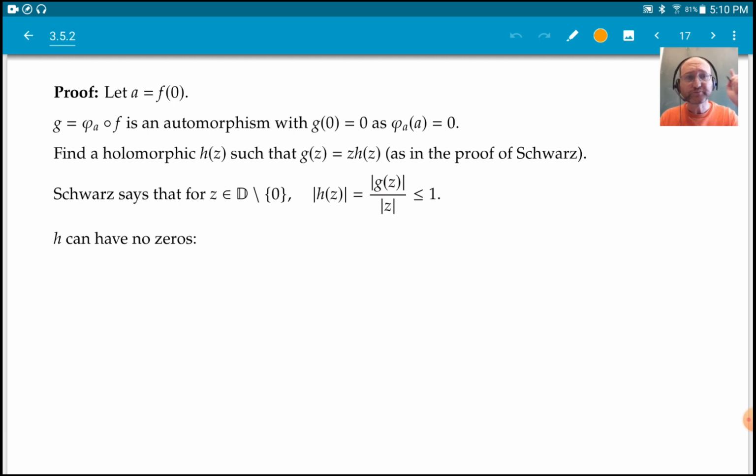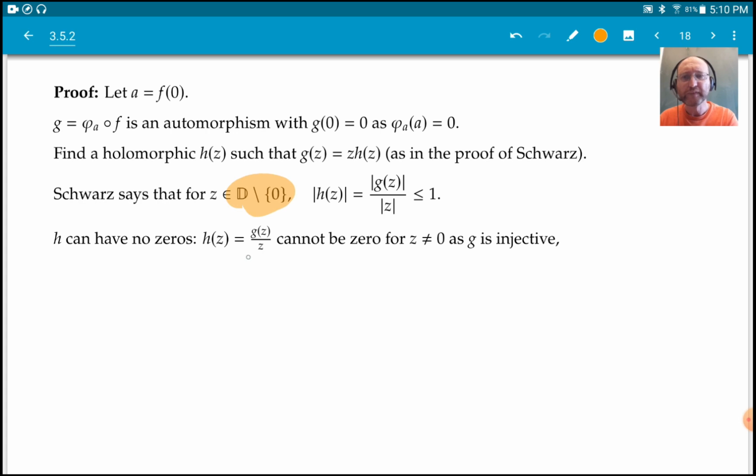All right. Now, h itself can have no zeros. Why? Well, for any non-zero z, g of z is not zero, because g is injective, and it already takes 0 to 0. So it cannot take any other number to 0. So that means h cannot be 0 for anything non-zero.